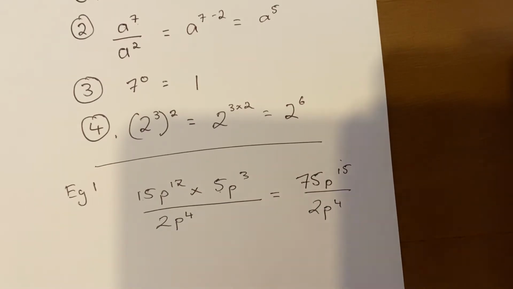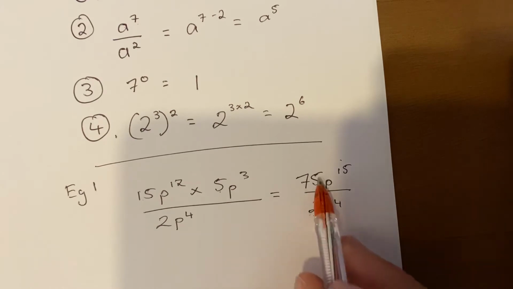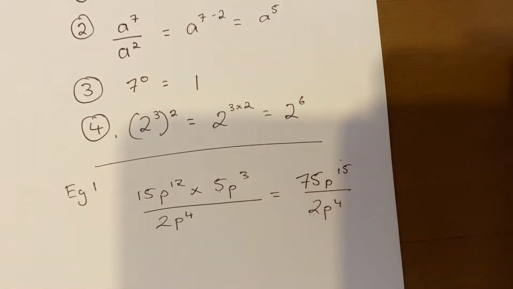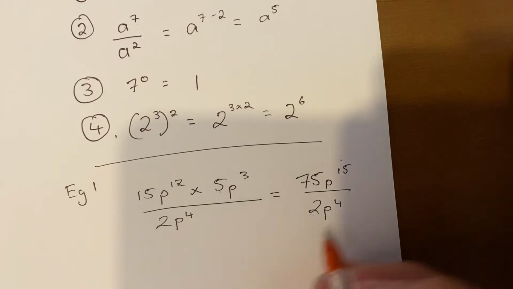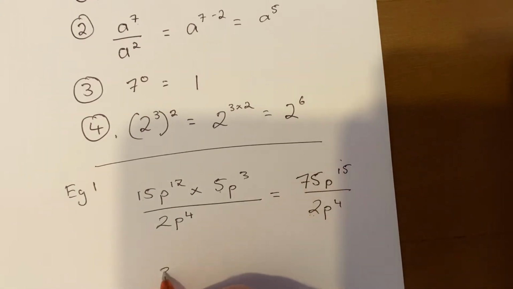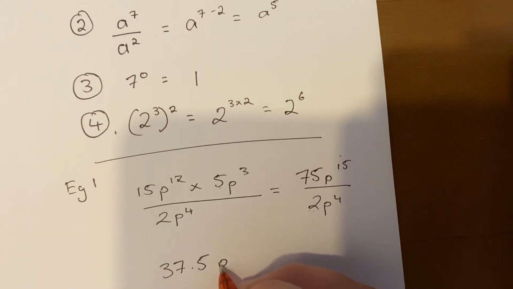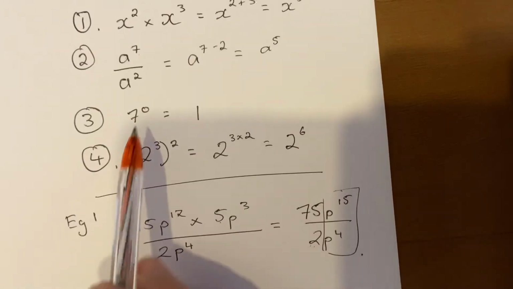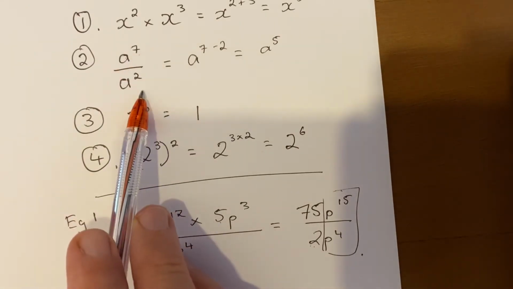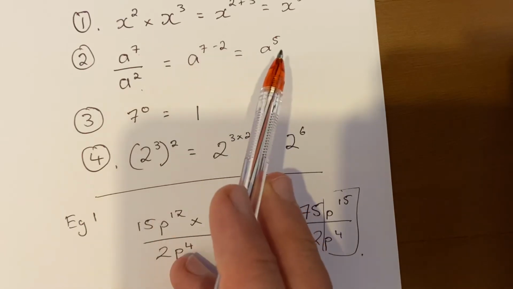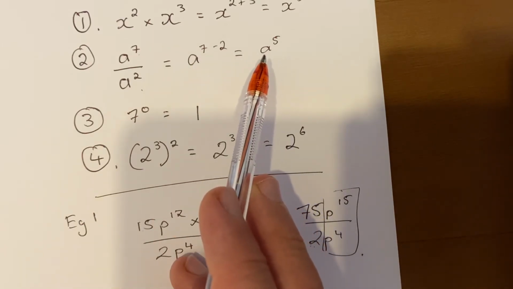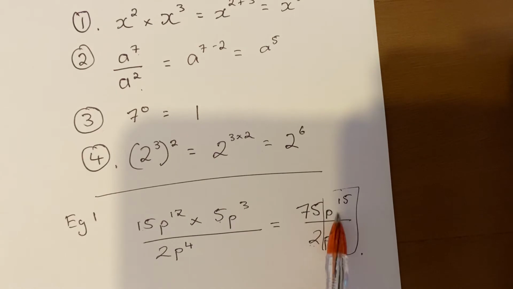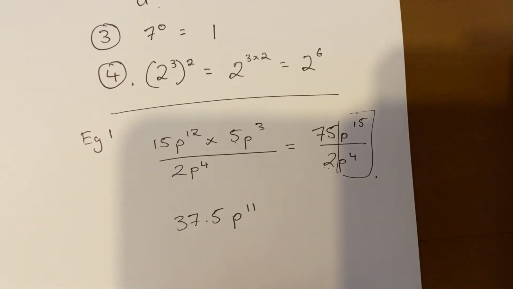Step 2, if I can divide the numbers, I would. In this case, 2 does not divide evenly, so I don't need to, or I can divide it using a decimal. Maybe we'll use decimal, 37.5. And then I can have p. Now, this is a division, like rule 2, and you would subtract the powers if it's division of two power numbers with the same base. Same base here, p, so 15 take away 4 gives 11. That's our first example.